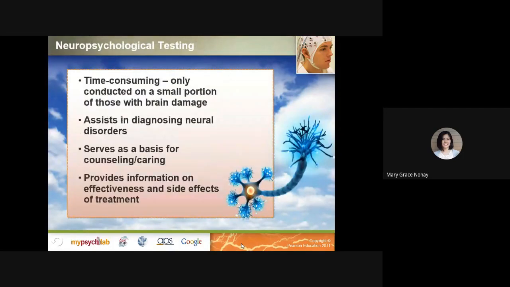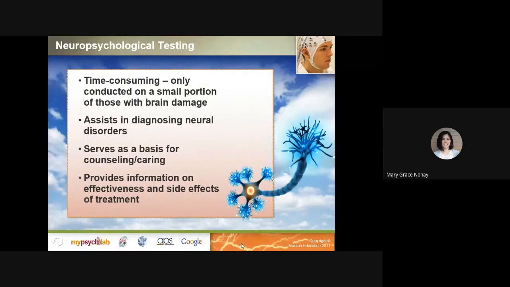Okay, we are already on part two, no? So that was the first part. Now part two is more related to cognitive and also behavioral methods, the kinds of biological research tests.